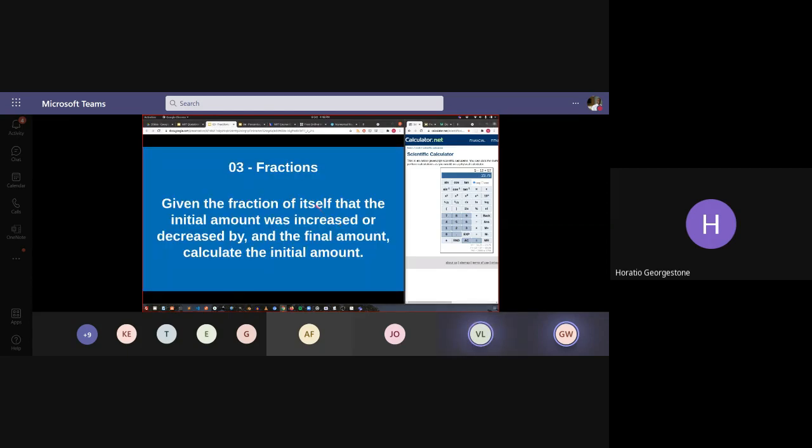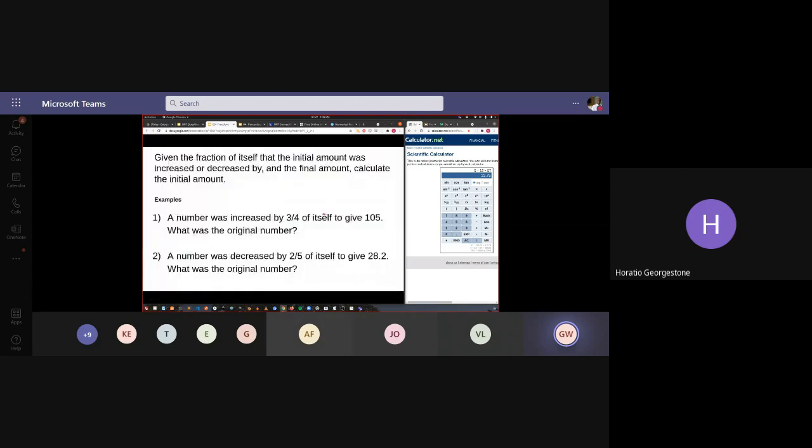Okay, so given the fraction of itself that the initial amount was increased or decreased by, and the final amount, calculate the initial amount. Again, sounds complicated, but isn't really. So a number was increased by 3/4 of itself to give 105. What was the original number?